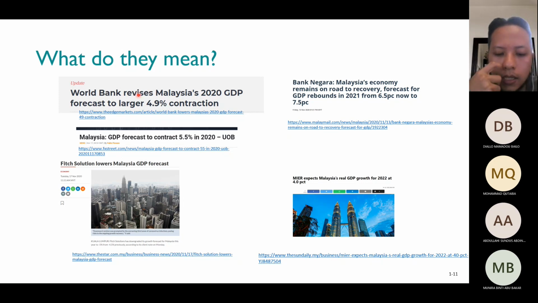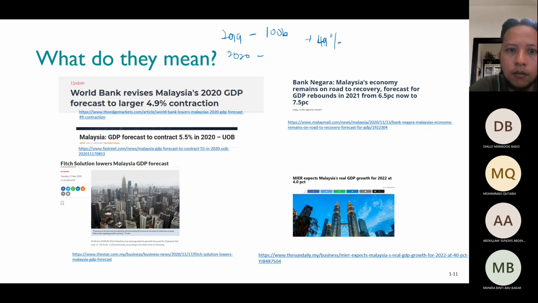Basically, if it is 100 billion this year and the forecast is 4.9%, for example. So if Malaysia, let's say in 2019, was 100 billion, and the forecast in 2020 is 4.9%, you add 4.9% of 100 billion, so in 2020 the forecast is 104.9 billion.